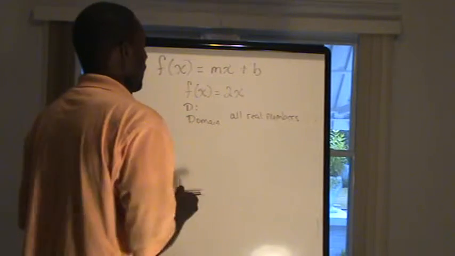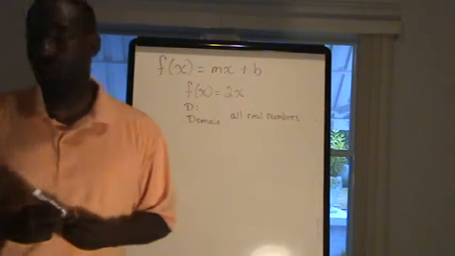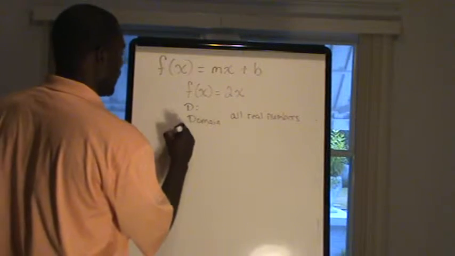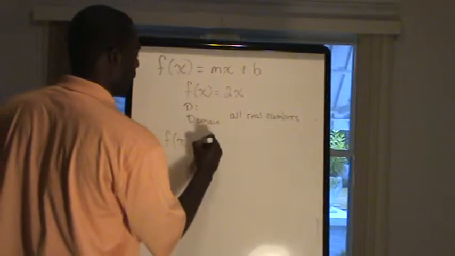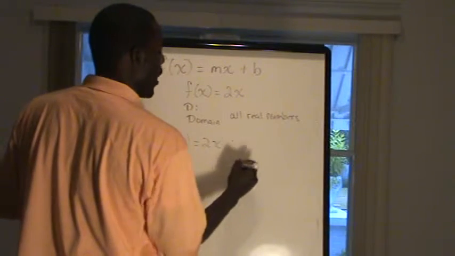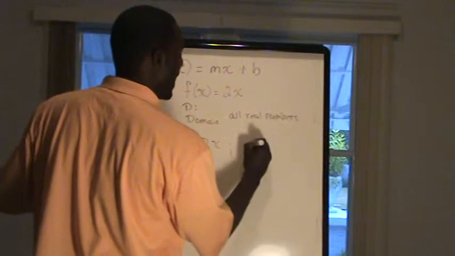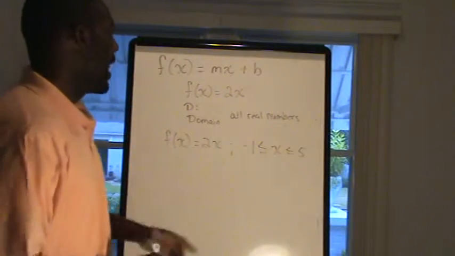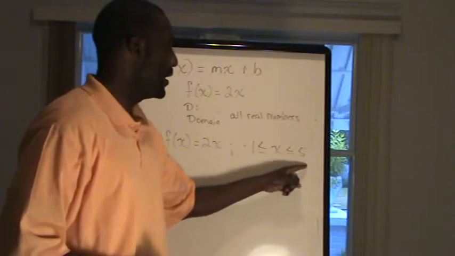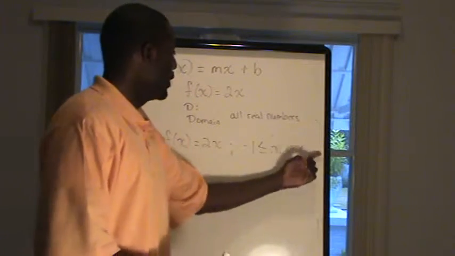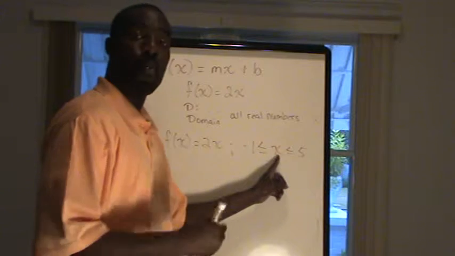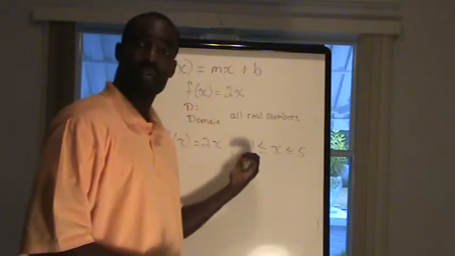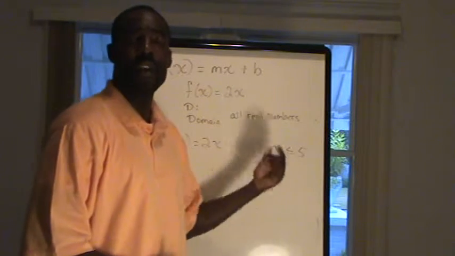Okay? Now, like I said, for instance, perhaps our domain is restricted. Let's say that we're given the same function, f(x) = 2x, but now x is only defined between -1 and 5. See here, our domain now is specified. It is very restricted. It's telling you that x only works for values that are greater than or equal to -1 and less than or equal to 5.